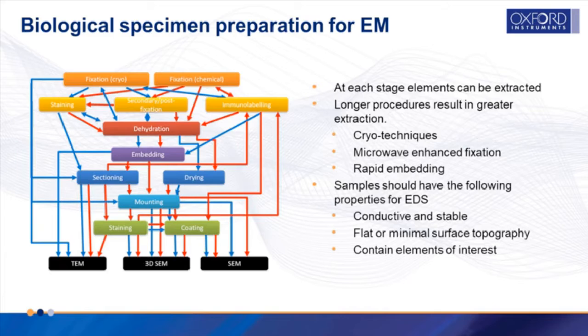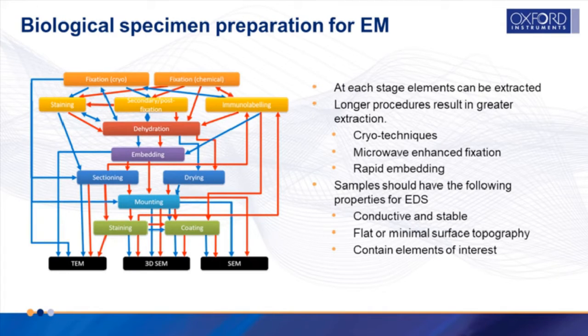It should be noted that there is potential for element extraction at all stages of biological sample fixation, a schematic of which can be seen on the left here, with all the different pathways that can be taken, and I'm sure there are some techniques that have not been incorporated. The longer the fixation and sample preparation procedure is, the greater the extraction of ions. For this reason, rapid preparation techniques are better, including cryofixation and imaging frozen hydrated samples, microwave-enhanced fixation to speed up the penetration of chemicals into the sample, and using rapid embedding techniques, details of which can be found online.